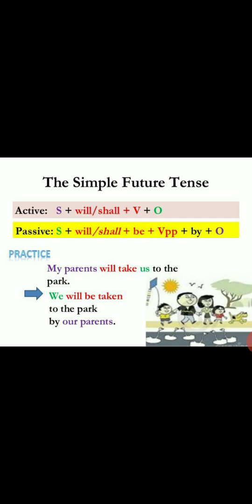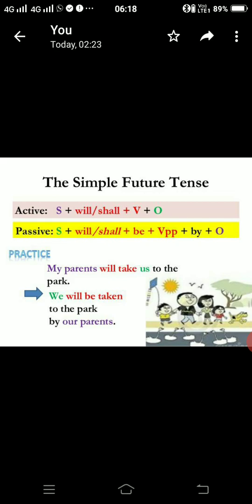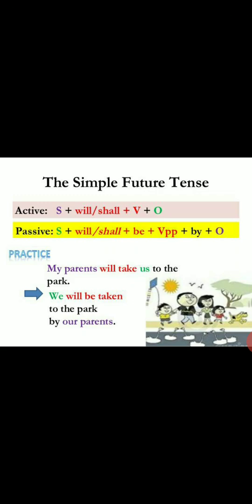So us becomes we, and will, if they are there, then what comes? "Be", right? After will, only be is added. So we will be, then the third form of the verb. What is the third form of take? Taken, right, to the park by our parents, isn't it? So my parents will take us to the park. We will be taken to the park by our parents only.